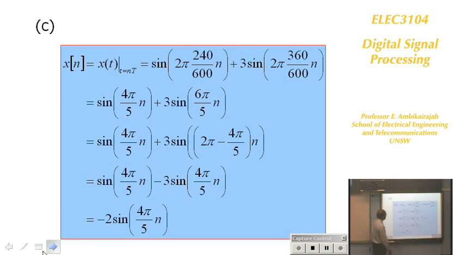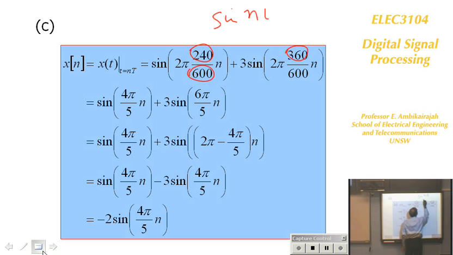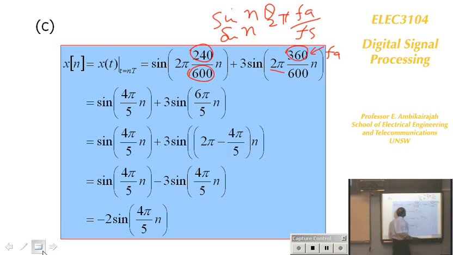Okay, next line. This is what you do. Basically, you calculate. You can go back and say, right, this is 240 divided by 600. This is like sine n theta, where n theta is 2 pi analog frequency over sampling frequency. That's what you use, 2 pi analog frequency over the sampling frequency.